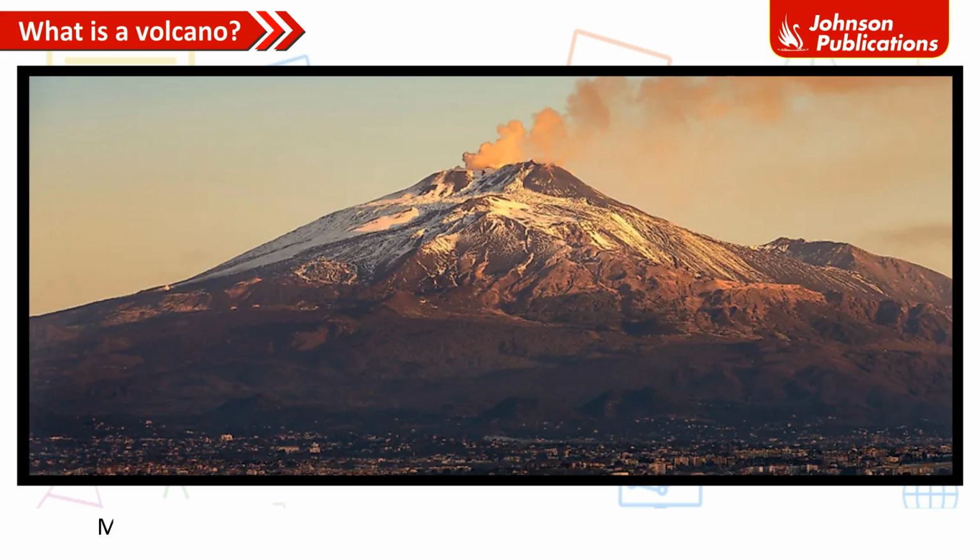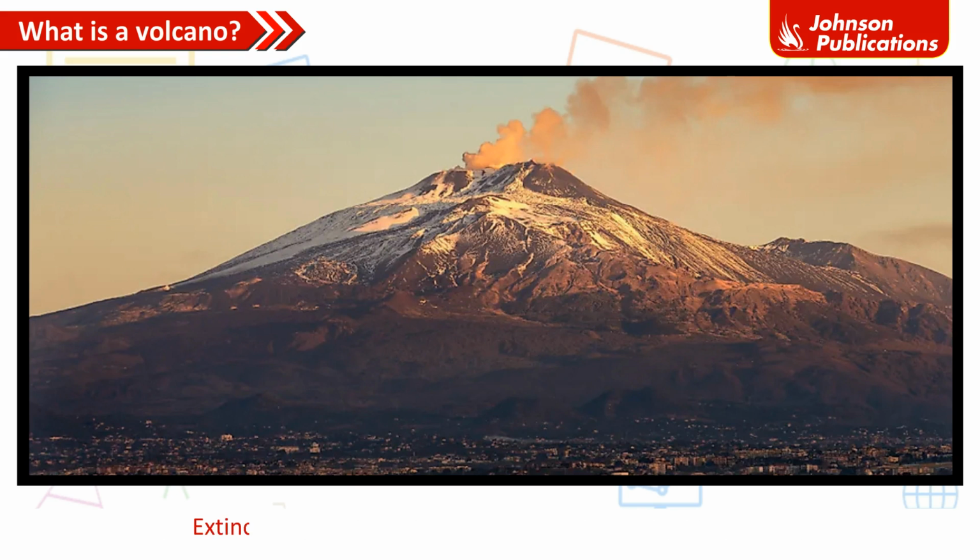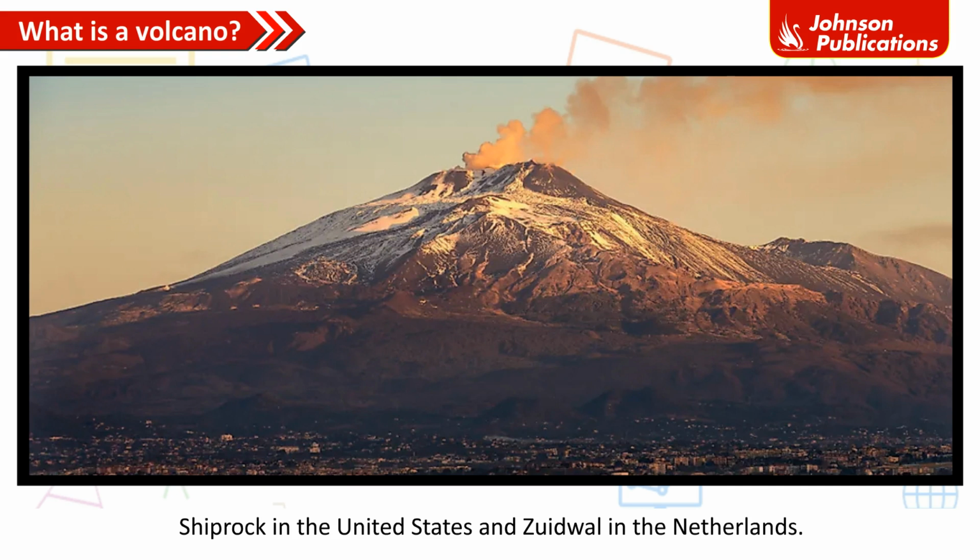Dormant volcanoes. Mount Kilimanjaro, Mauna Kea in Hawaii, and Narcondam in Andaman Islands. Extinct volcanoes. Mount Kenya in Kenya, Mount Ashitaka in Japan, Shiprock in the United States, and Zuidwal in the Netherlands.